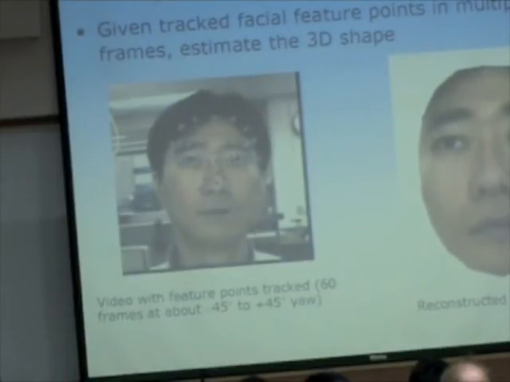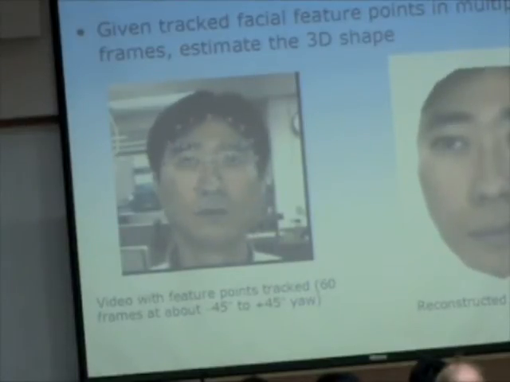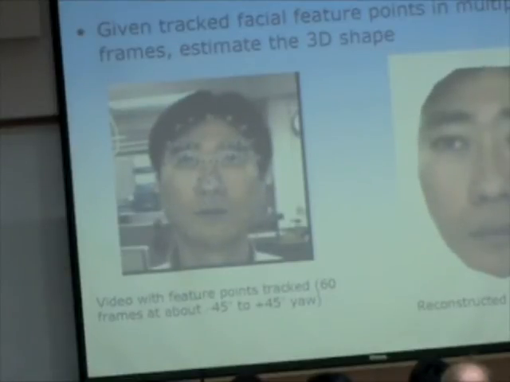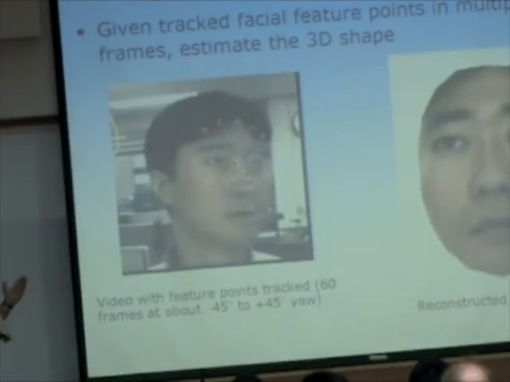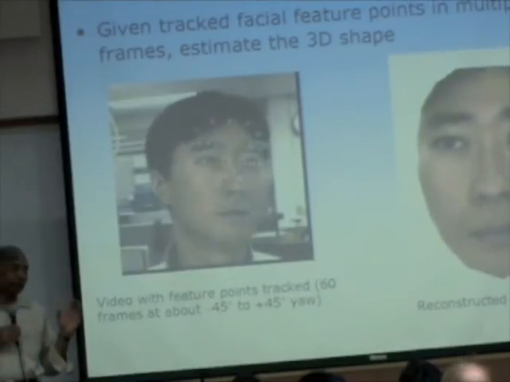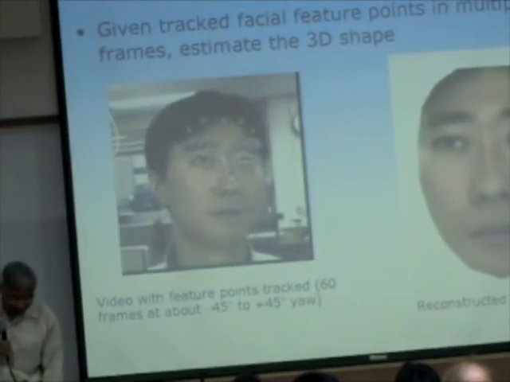So on the left, we are showing the video with feature points tracked. And on the right, we have now the reconstructed 3D model of the same face. And now I can generate an image of that model at any orientation I want.